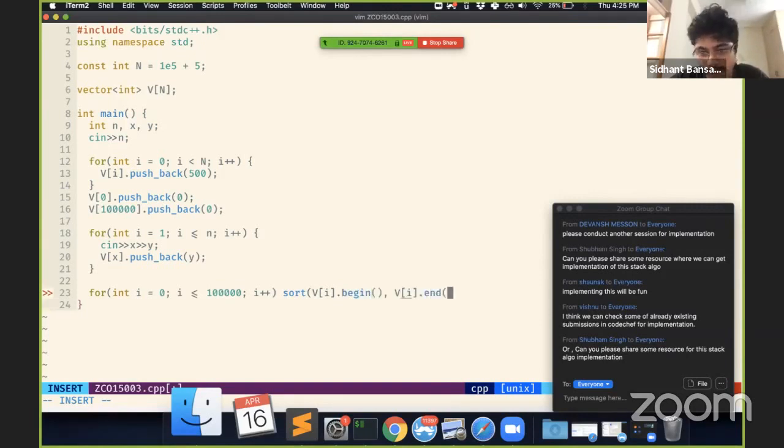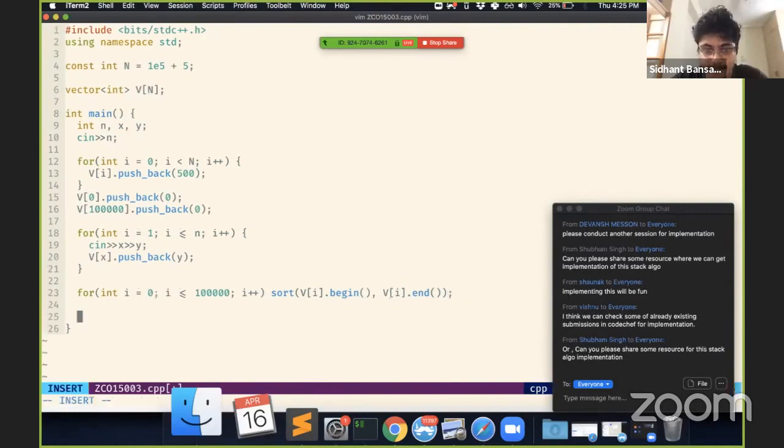So I'll sort them, right? Now, let's say the broad code will look something like this. You'll have a stack and you'll say, okay, we'll start pushing things from the left to the right.